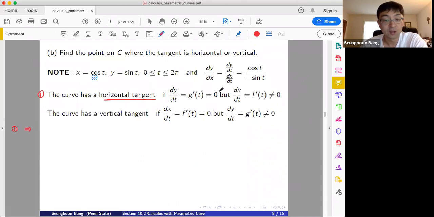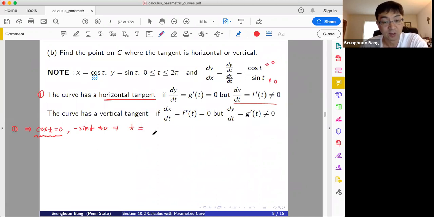Here, only dy over dt, g prime of t, equal to 0. Only the top one equals 0. The top one is cosine of t equal to 0. The bottom one is non-zero. So we have negative sine of t is not equal to 0. So what's t? You can just solve this one first. Cosine of t equal to 0.